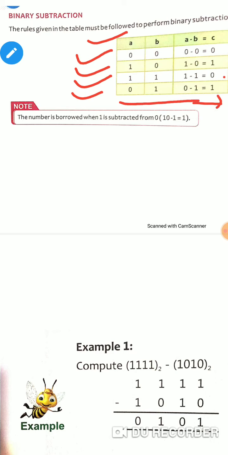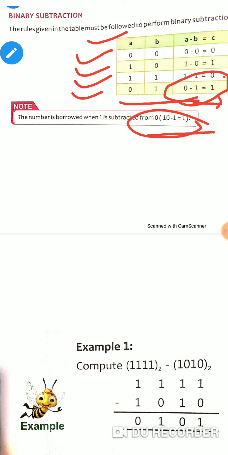In this case, we have to take a borrow. In the last one, 0 minus 1, since 0 is less than 1, we have to take 1 borrow from the left hand side. So the answer will be 1. In the note itself it is written that the number is borrowed when 1 is subtracted from 0, and that is 10 minus 1 equal to 1. So now let us take one example of this.